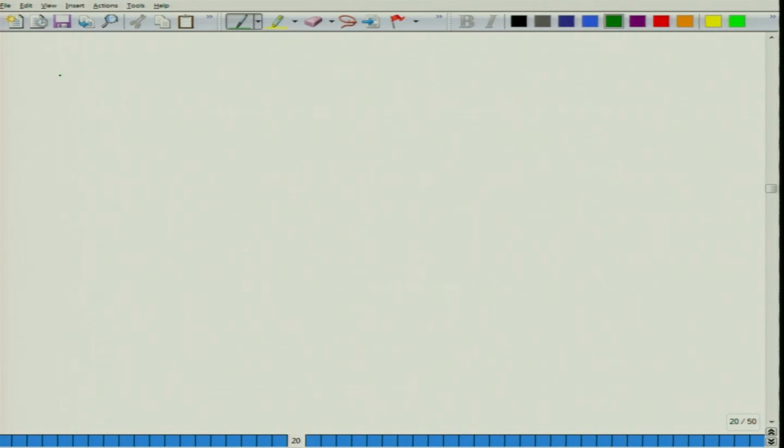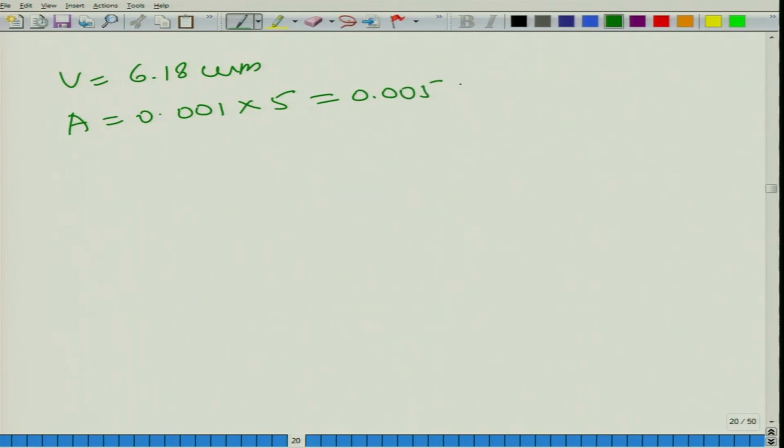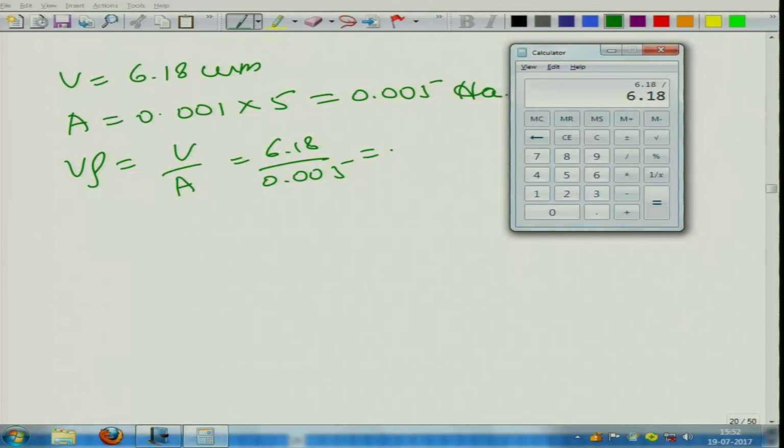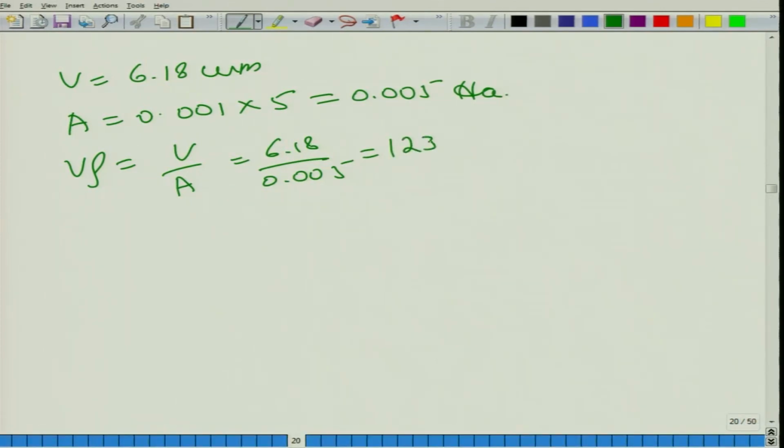Now, if we want to find out the volume density of the stand, how do we find that out? The volume of 6.18 cubic meter is in an area of 0.001 into 5, which is 0.005 hectares. So, the volume density will be volume by area, which is 6.18 divided by 0.005. So, we get 1236 cubic meter per hectare.